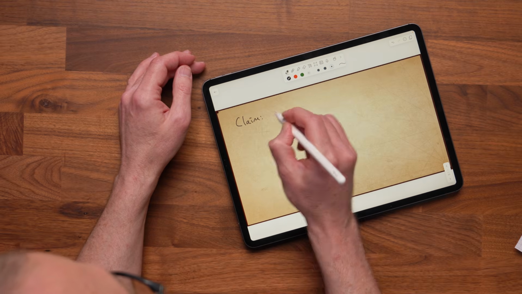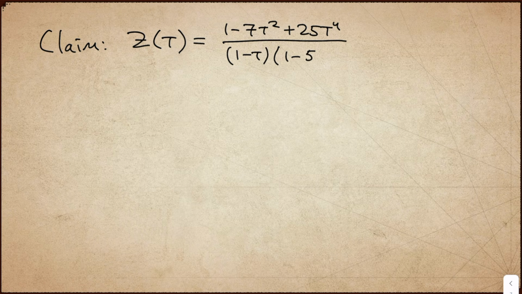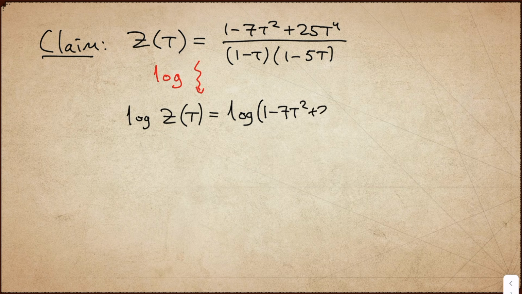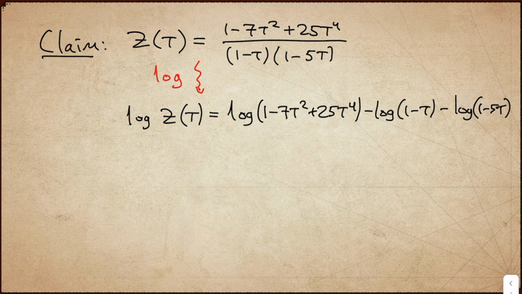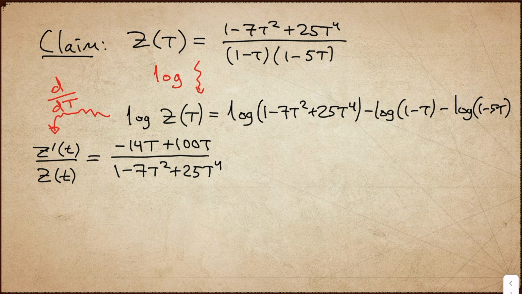I claimed that the zeta function was 1 minus 7t squared plus 25t to the fourth over 1 minus t and 1 minus 5t. Now, log of that is log of that polynomial minus log of 1 minus t minus log of 1 minus 5t. The derivative of that is, by the chain rule, polynomial downstairs and its derivative upstairs. Same here. The derivative is minus 1 and that works out in the end to plus.